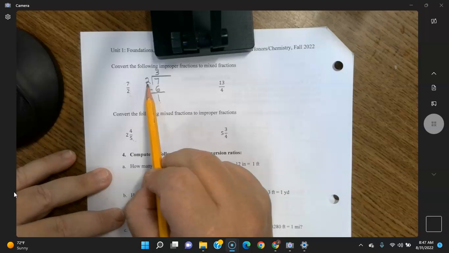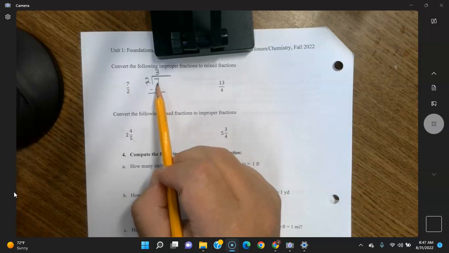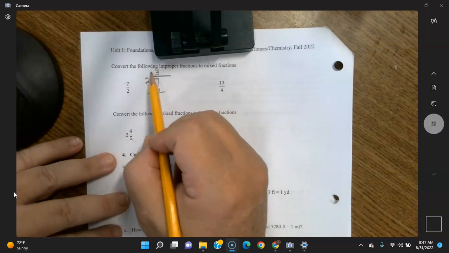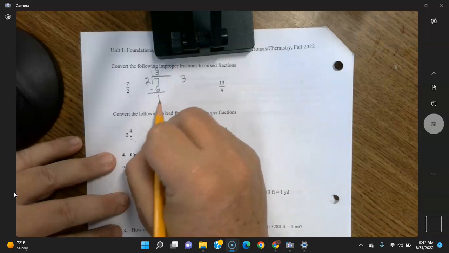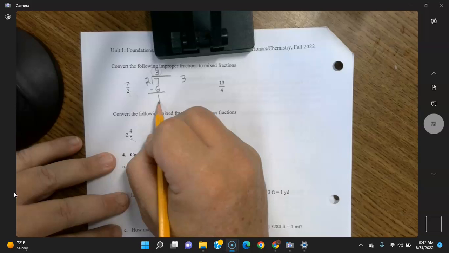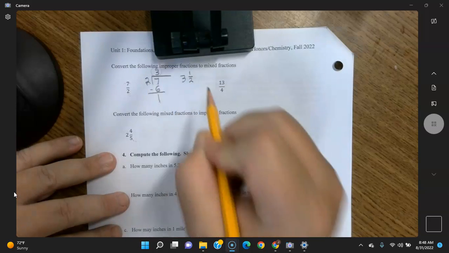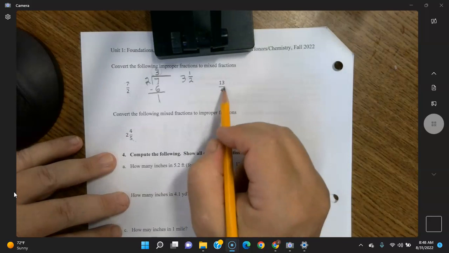This number outside the bracket is called the divisor. This number inside is called the dividend. You don't really need to know that, except it helps us to communicate. So what you do is you take your answer on the top, 3, and then you make a fraction out of the remainder and the divisor. So it's 1 over 2. It's the remainder over the divisor, and that's how you would do that. Okay? All right, you can do this one.